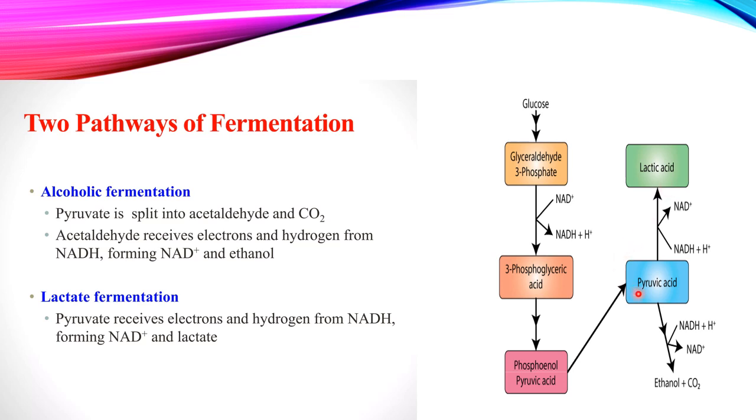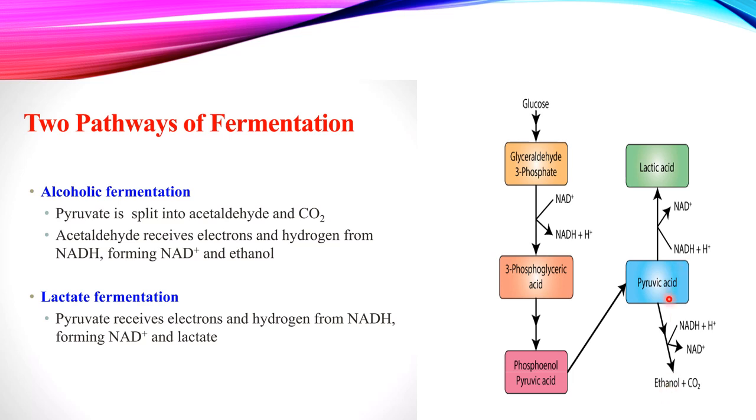But in the alcoholic fermentation or alcohol fermentation, the pyruvate is split into acetaldehyde and carbon dioxide. Now, the acetaldehyde which is formed accepts the electron from NADH, converting it into its oxidized form, NAD. After the acetaldehyde accepts the hydrogen from NADH, it results in the formation of ethanol.